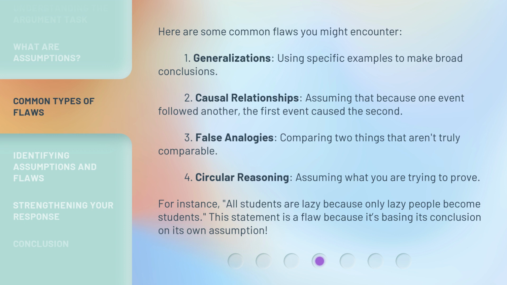4. Circular reasoning, assuming what you are trying to prove. For instance, all students are lazy because only lazy people become students. This statement is a flaw because it's basing its conclusion on its own assumption.